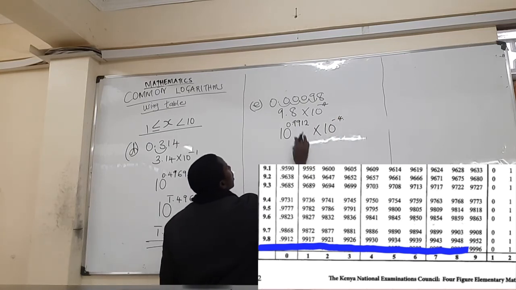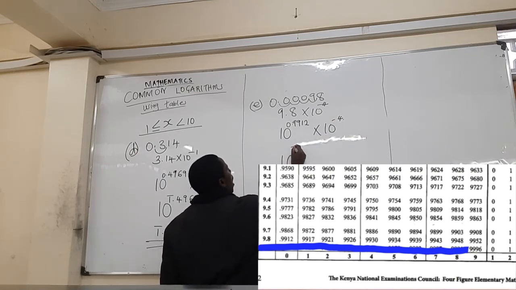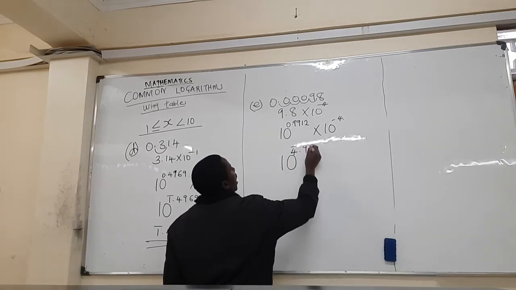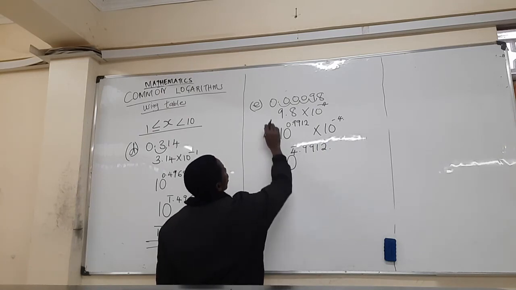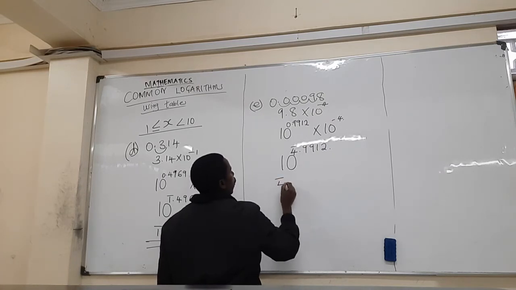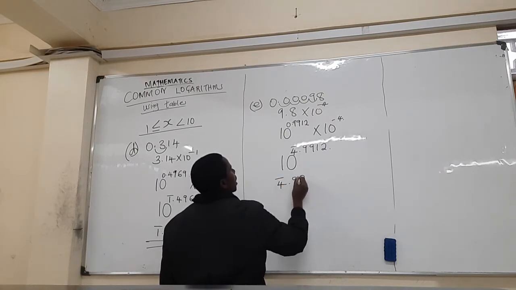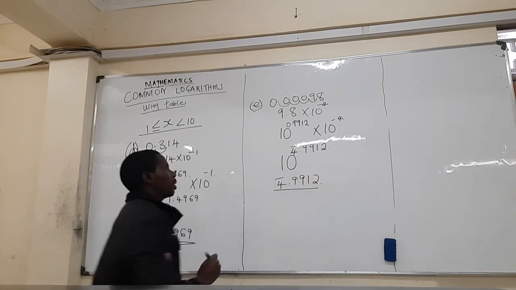In the same case here, they have the same base, so we add the powers. Because this is minus 4, we don't write minus 4. We write it as bar 4. So we read bar 4 point 9912. So the logarithm of 0.00098 is the same as bar 4.9912. That is how we go about that.